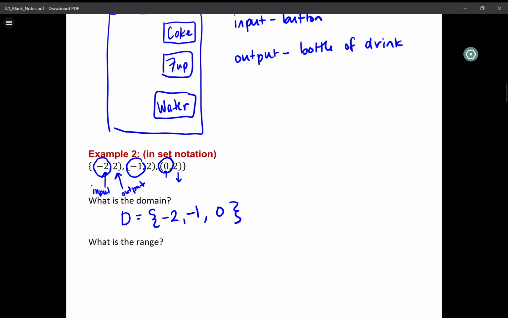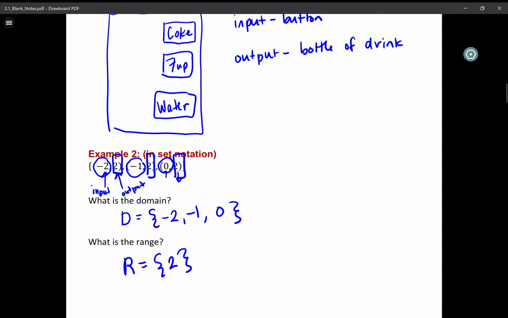My pen choice disappeared. My range is my output values. I'll draw a box around those. So my output, well, it looks like every single one is 2, so it's the set of 2. Now, this may seem like a problem because every single button pushes to 2, but that's okay. We know we're going to get 2. We don't get 2 half the time and 0 the other time.